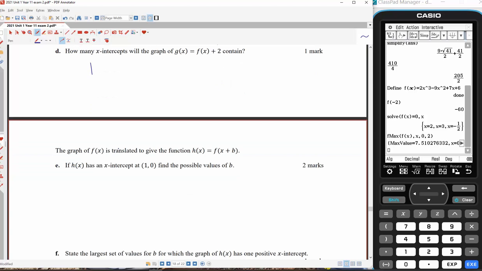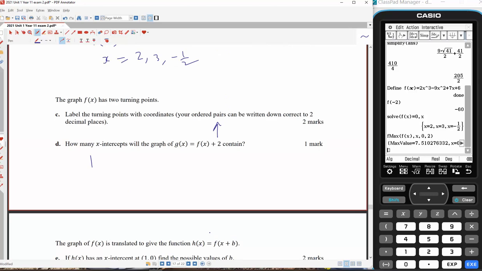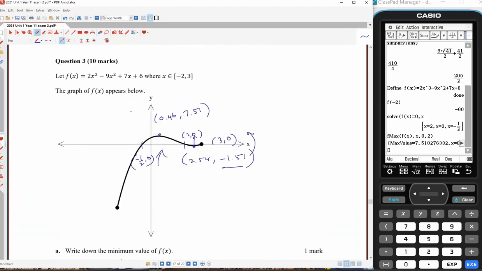Okay, the graph of f of x is translated to give the function h of x equals f of x plus b. Alright, if h of x has an x-intercept at 1, 0, find the possible values of b. Right, so what we need to know is that h of x is based on this graph here, f of x. And what we want it to have is an x-intercept at 1. Now it currently has an x-intercept at 2 and 3. We want one of these and negative a half. So we want it to shift left.